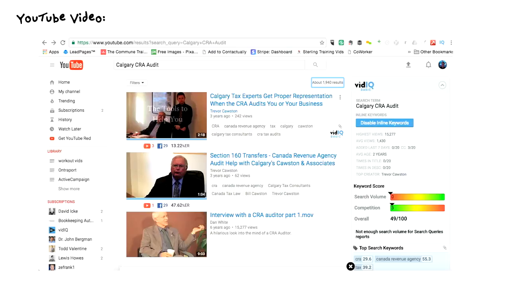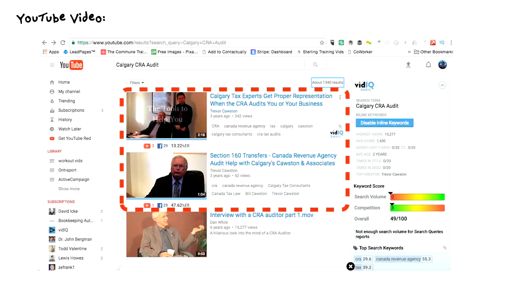So in this case, there was 1,940 results that came back when you look up Calgary CRA Audit. The top 2 are from Calgary. The rest of them, as you go through them, what you see is that it's actually from the Canadian Revenue Agency. It's from firms from all across Canada. These are the only 2 that I saw on the first 2 or 3 pages of the YouTube results that were specific to the Canadian market or the Calgary marketplace.